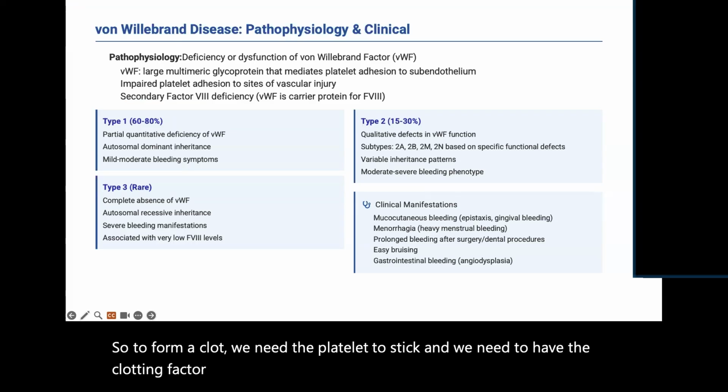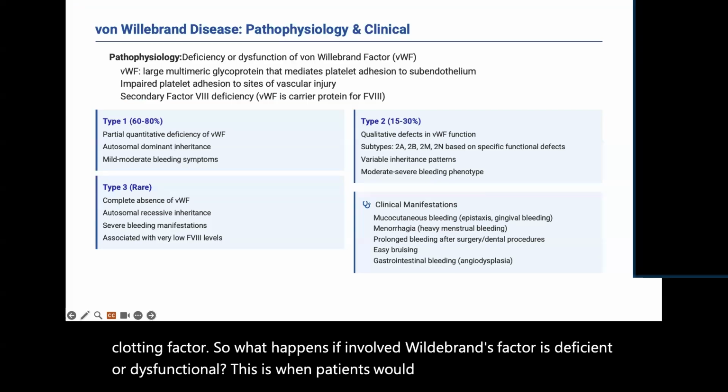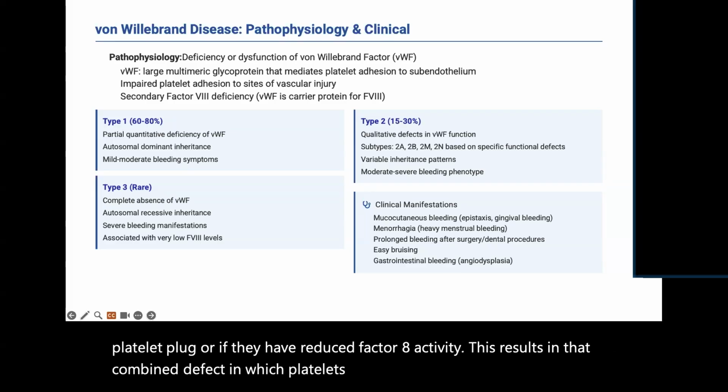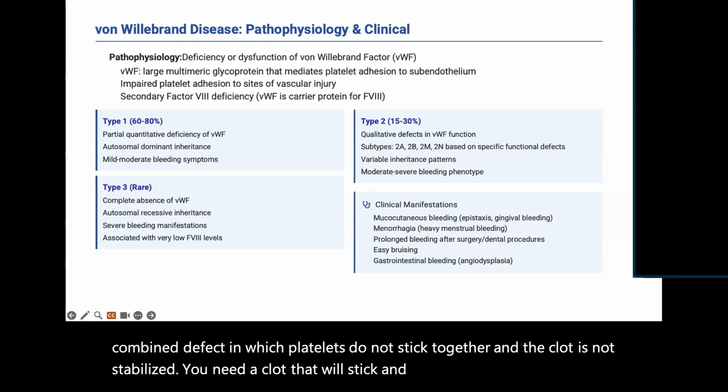So what happens if von Willebrand factor is deficient or dysfunctional? This is when patients would have difficulty forming a platelet plug, or they have reduced factor VIII activity. This results in that combined defect in which platelets do not stick together and the clot is not stabilized. You need a clot that will stick and stay.